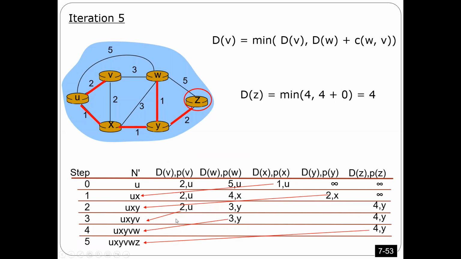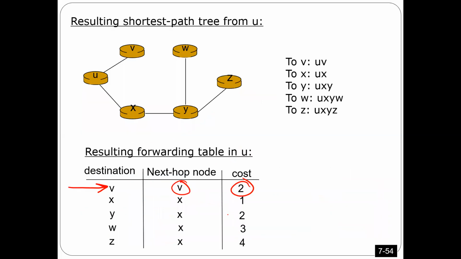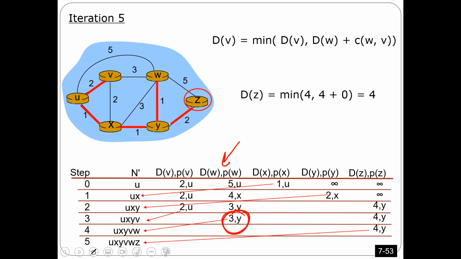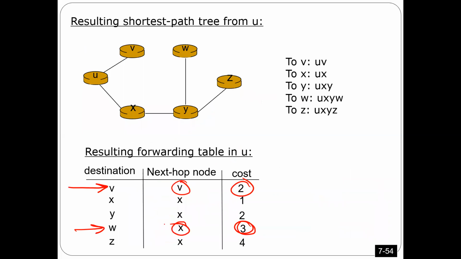Now let's look at another one. For example, let's look at W, okay? For W, this is the best one I was able to get, okay? That means to go to W, the cost is 3. To go to W, the cost is 3, okay? But the predecessor is Y. But to go to Y, because Y is not my neighbor, you have to go to X. So that means you have to send to X. And that's exactly what I did here. You have to send to X.